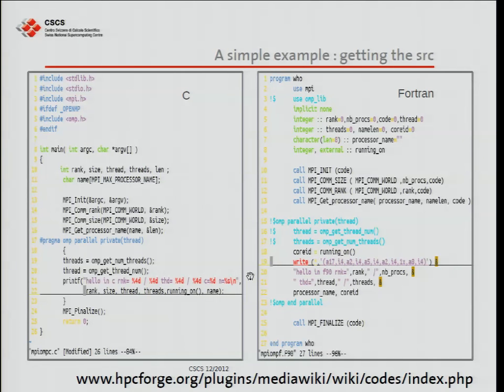So for the demo, I chose the very simple hello world example. On the left, you have the C code, and on the right, you have the Fortran code. It's a hybrid MPI OpenMP. At the top, you have the call to MPI, then the call to OpenMP, and then I just print the number of MPI tasks and the number of OpenMP threads. And I will show you that it's possible with the debugger to see that at runtime.